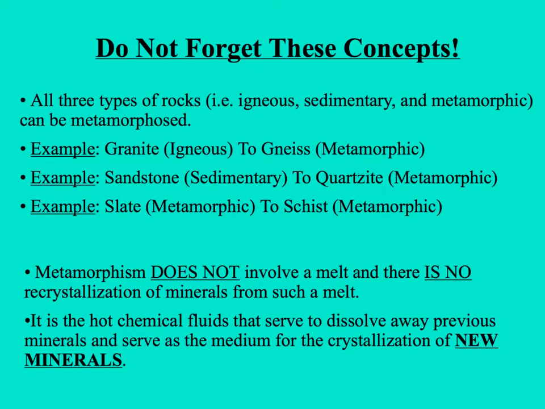That's why it's so important that every single time you talk about change agents, you talk about heat, pressure, and hot chemical fluids. It's actually the hot chemical fluids that serve to dissolve away the minerals that exist in the parent rock, and minerals are made of compounds and compounds are made of elements. So then those elements are free moving in that hot chemical fluid, and they're able to reform into new compounds and new minerals in the metamorphic rock. So no melting, but instead the presence of hot chemical fluid.